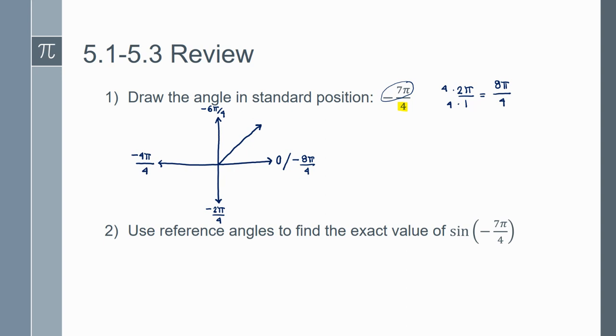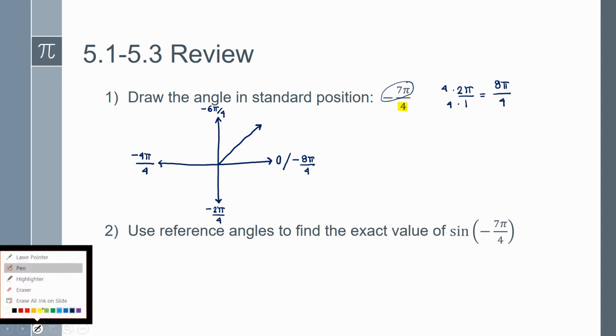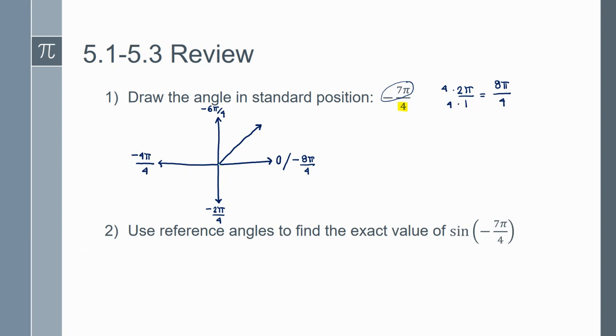So now that I know where that terminal side is, I'll switch colors here for a second. Remember, here's my initial side. It's on the positive x-axis. I just drew my terminal side in the first quadrant.